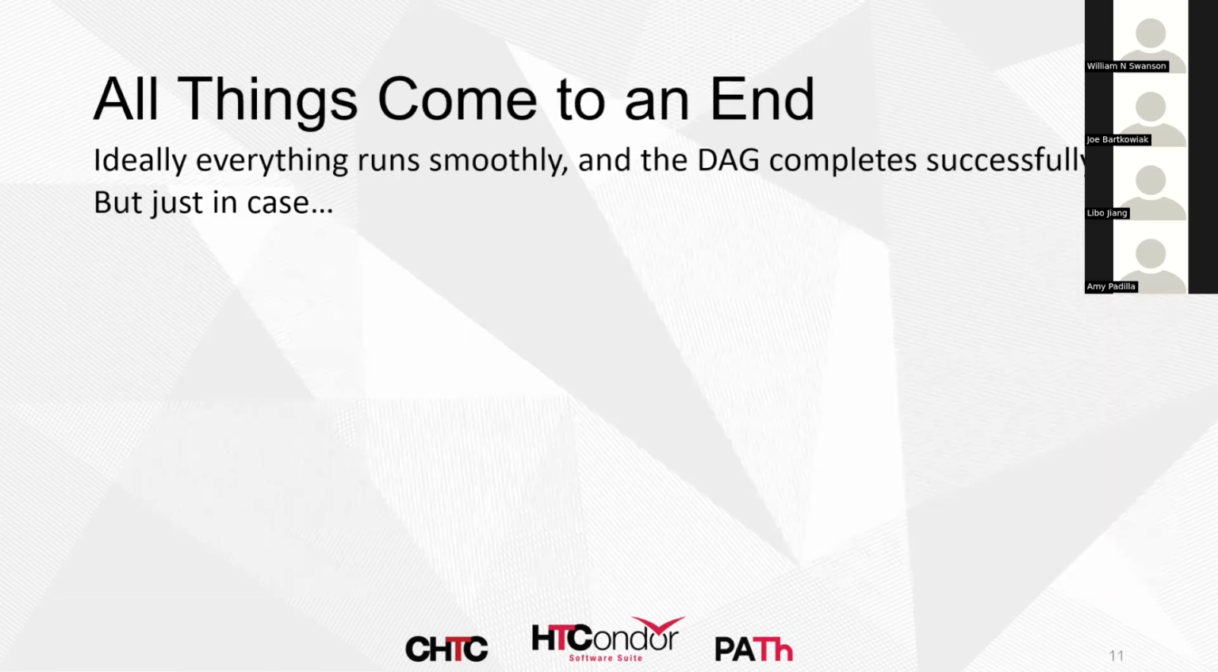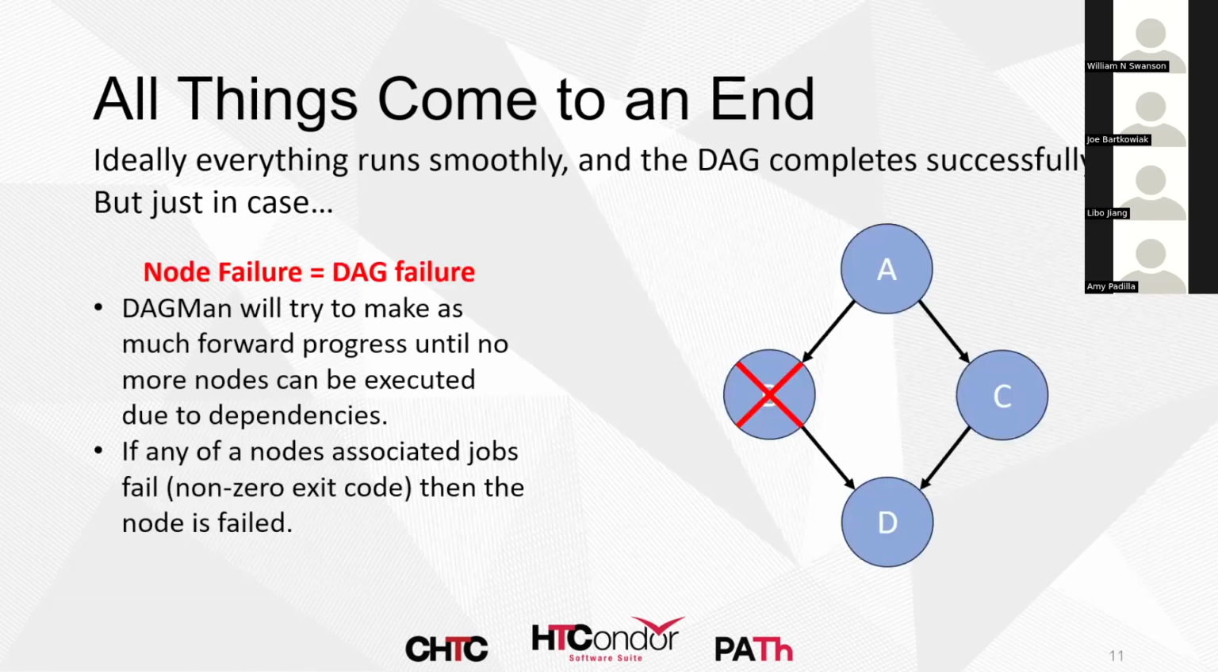But all things have to come to an end. Luckily, nothing ever fails in HTCondor, so you don't have to worry about failure. It's all successful, right? But just in case, what happens when a job fails? Well, a node failure is a DAG failure.